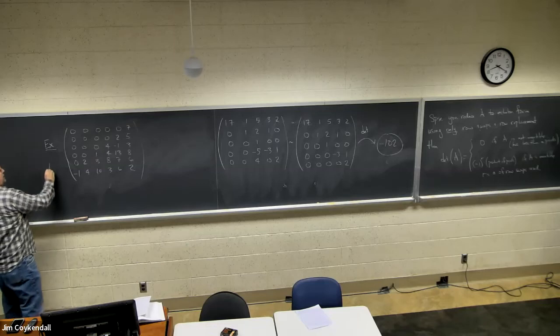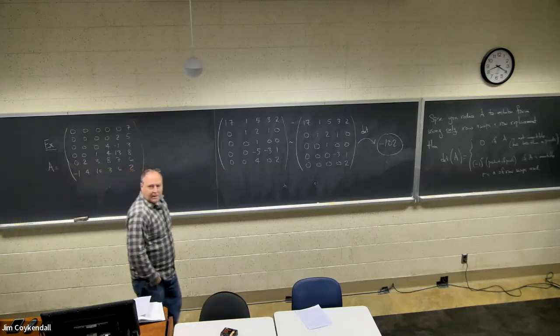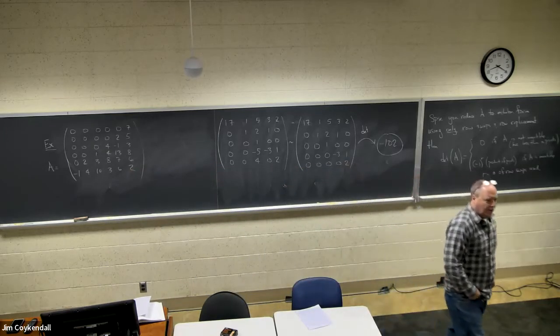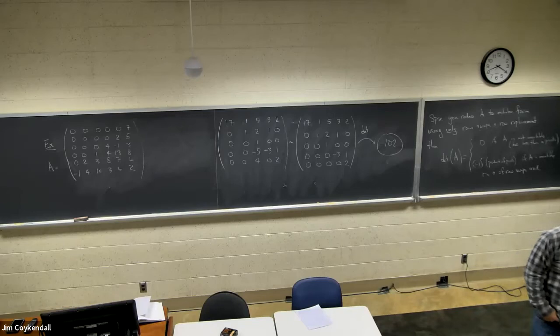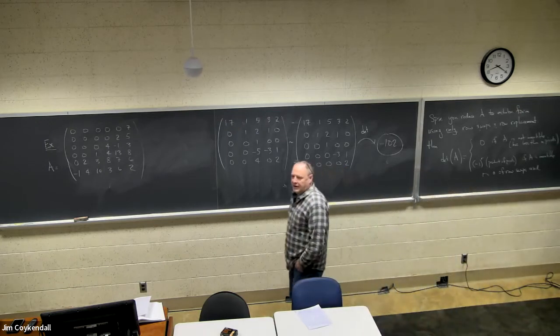Let's call it A. Let's find the determinant of this. Well, this is enough to anger up the blood, right? Because this is sort of the opposite of an upper or lower triangular matrix. So, any ideas on how to do this?